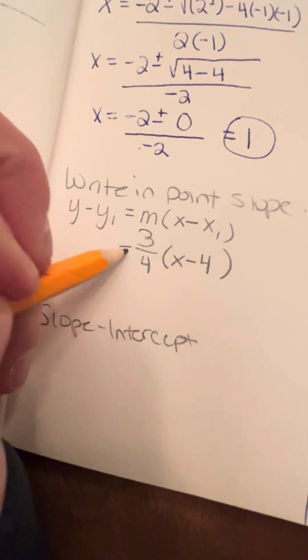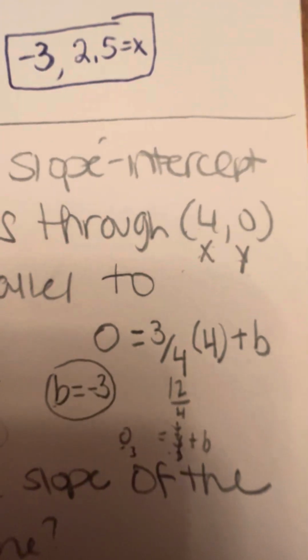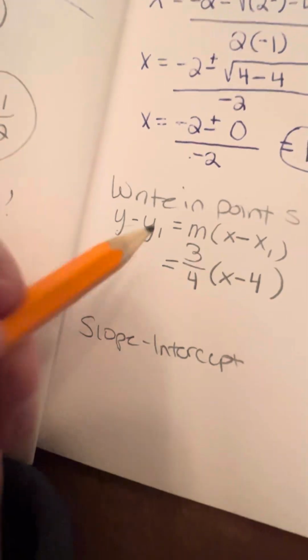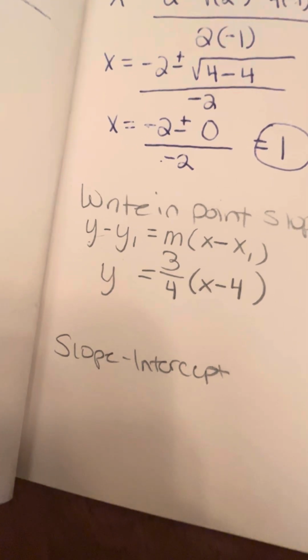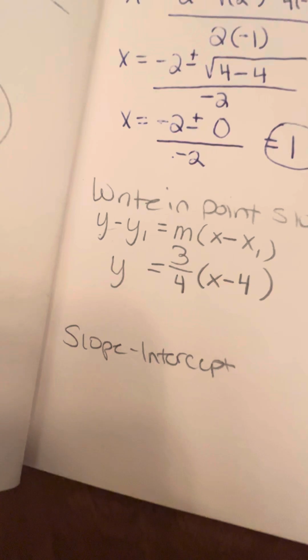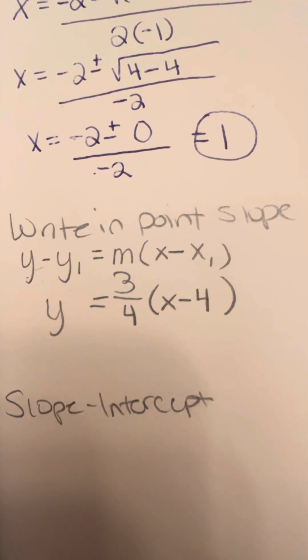And then over here, we have y minus the y1. Well, our y1 was 0, as you see. So we don't have to write y minus 0. It's just going to be y. So that's all we have to do. Anytime you have a 0 as a coordinate, you don't have to put minus 0 because it's not going to change the answer. So that is how you do this in point slope form.